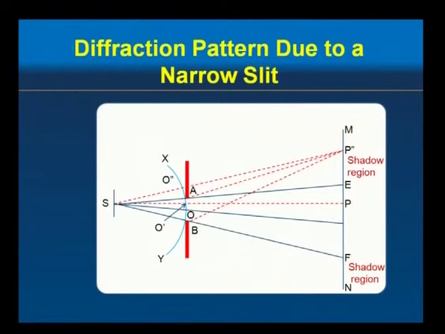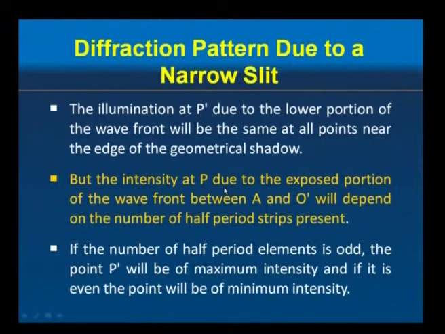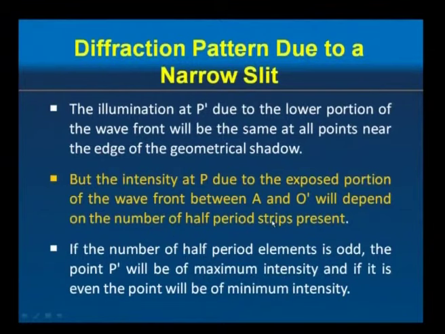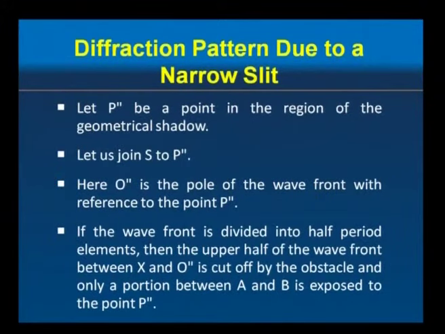Let me go to the point P again. At the point P, the resultant displacement, that is the intensity at the point P due to the exposed portion of the wavefront between A and O prime, O prime is here, right? It will depend on the number of half period strips present. So the number of half period strips present in the plane wavefront will decide the displacement or the intensity caused at a point P. We will pass on to a point such as P double prime. Where is P double prime? P double prime is a point in the geometrical shadow region.